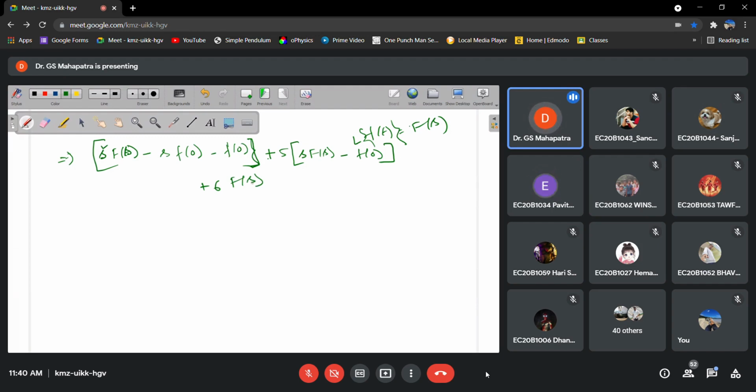Now only f of t is there. What is the right hand side? It equals 2 by s plus 1, yeah, 1 by s plus 1.